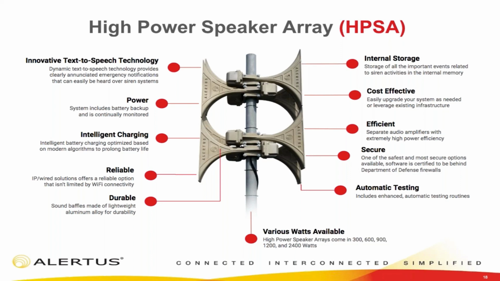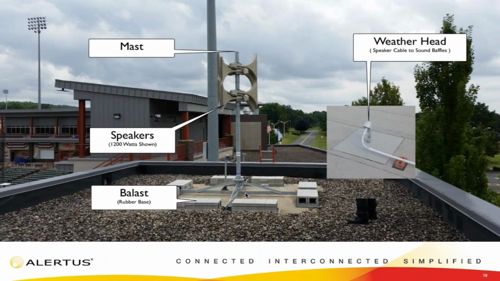So basically, I think I've hit all these. This is our 12-watt configuration. This is a 3.5-inch aluminum pipe, by the way. Different mounting options. This is a non-penetrating roof mount.